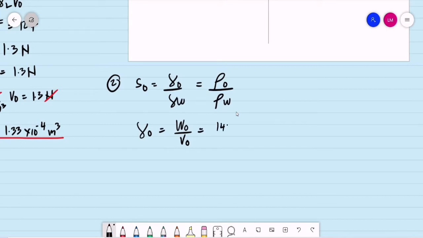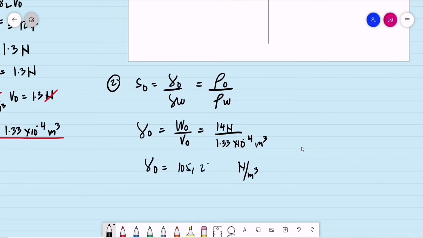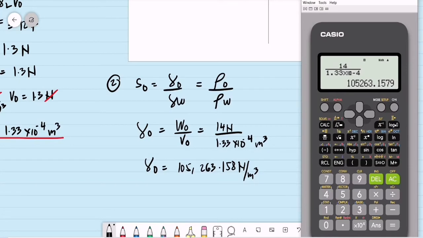So, this is equal to 14 newtons. That is the actual weight of the crown. This is divided by the volume of the object that we computed, 1.33 times 10 raised to negative 4 cubic meter. So, meron na tayong unit weight of the object in terms of newtons per cubic meter. I-compute natin yan. So, we have 14 newtons divided by 1.33 times 10 raised to negative 4. That is 105,263.15. Check natin. 105,263.158 newtons per cubic meter.